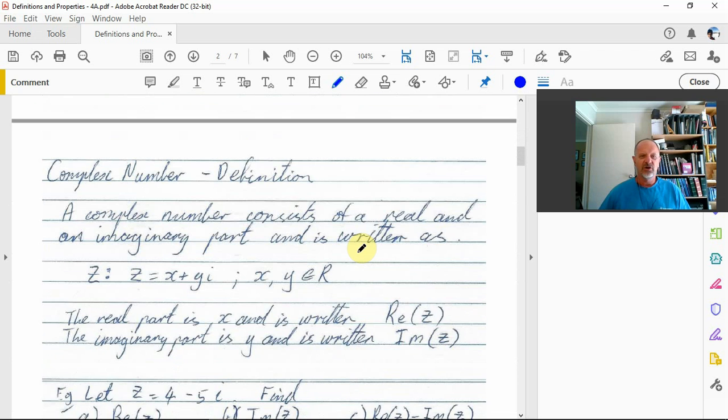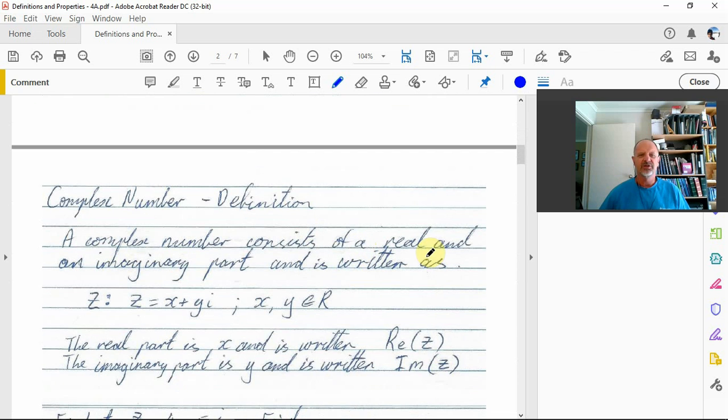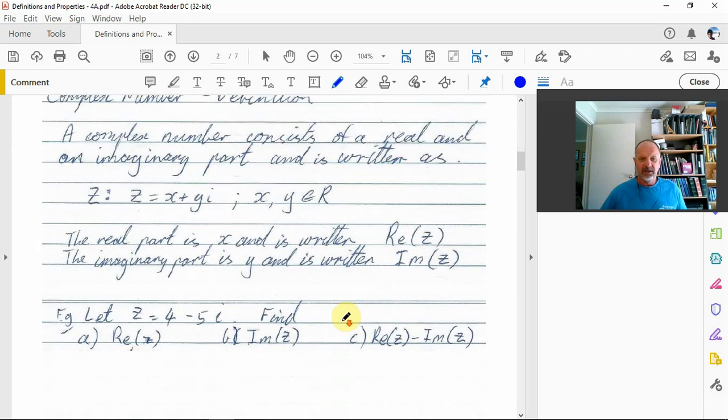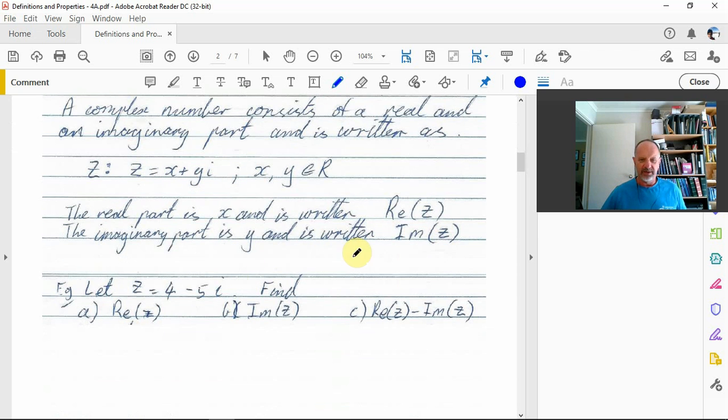Definition of a complex number. A complex number has 2 bits, a real bit and an imaginary bit. The real bit here is the x, the real part. If you see this notation, Re(z), the real part of z, that's x. And here Im(z), the imaginary part. The imaginary part is the bit next to the i, so that's y. And we wouldn't actually need to put the i down. So here are some examples.